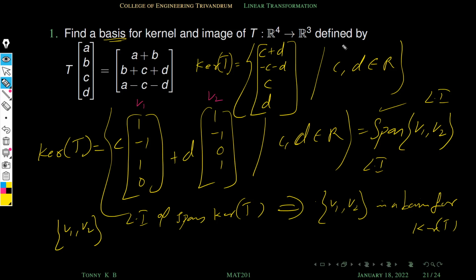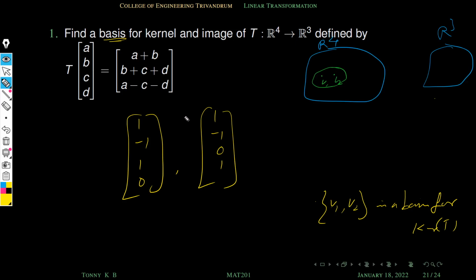Then take the image of the new elements that gives the basis for image. That's the procedure. So next we have to extend. Okay, so this is our v1 and v2. So this is our R4 and we know that dimension of R4 is 4. So a basis of R4 contains 4 elements.